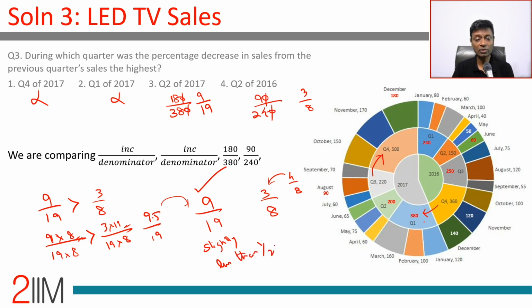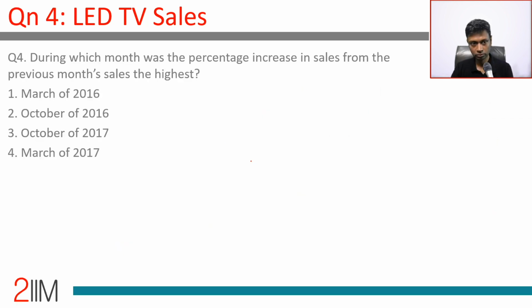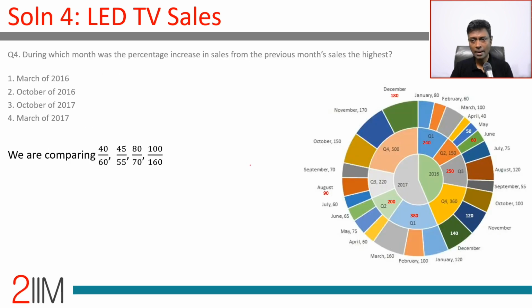Very close to half. This is less than half. So this is the right answer. During which month was the percentage increase in sales from the previous month's sales the highest? Percentage increase from the previous month's sales the highest. March of 2016. March 2016, from 60 to 100.